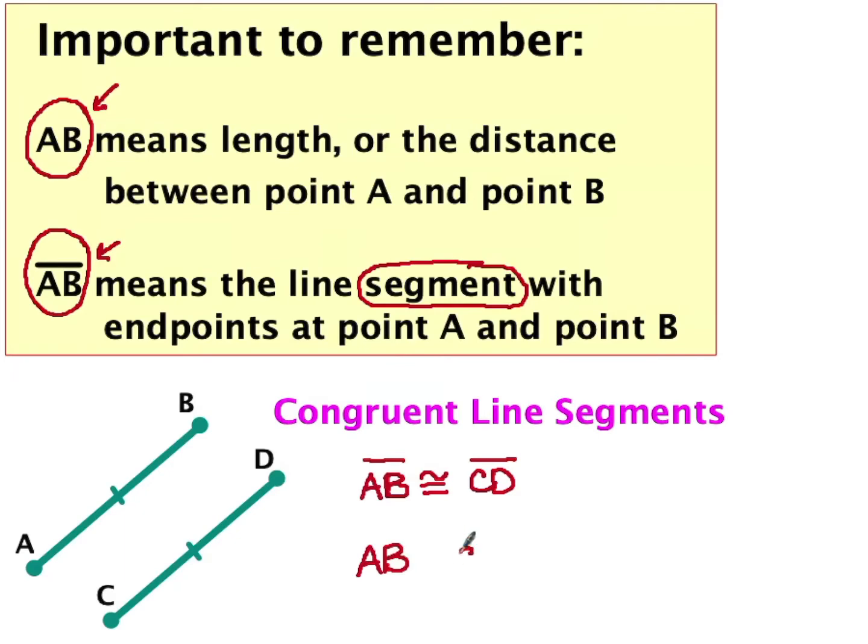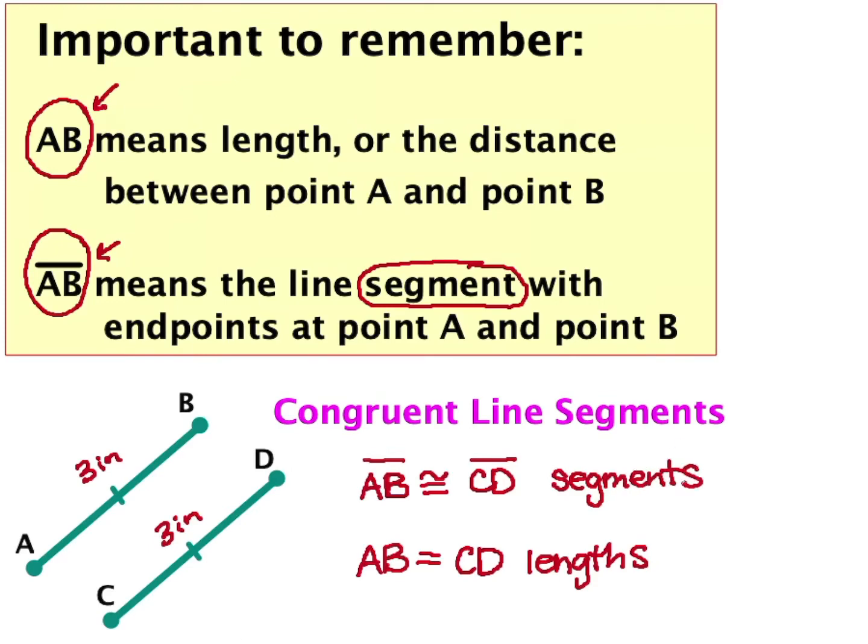If we measured from C to D, wouldn't you expect those numbers to be the same? And when we talk about, like, maybe this one is 3 inches and this one is 3 inches, when we talk about numbers, we use an equal sign. So I would want you to use an equal sign when you're talking about lengths. And I would want you to use a congruent symbol when you're talking about the actual segments themselves. So just to recap, when we're talking about length, we use equals. When we're talking about actual segments or shapes, we use the congruent symbol.